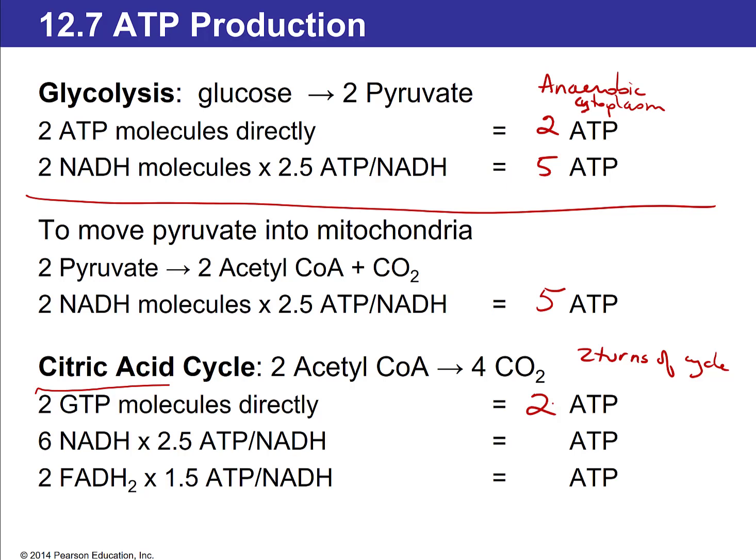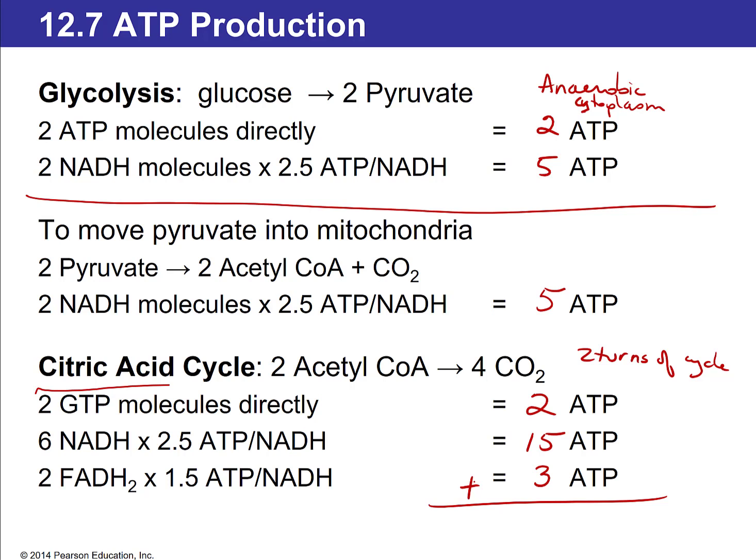6 times 2.5 is 15. So we get 15. We have 1 FADH2, but we do 2 turns, so that's 2 of them, times 1.5 gives us 3. So if we take glucose and we aerobically break it down, how many do we get total?